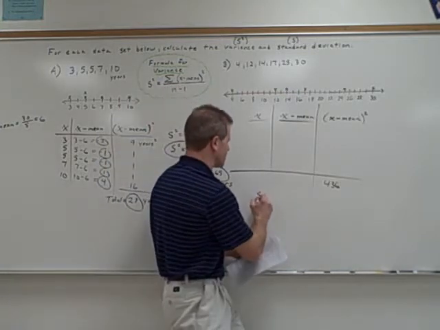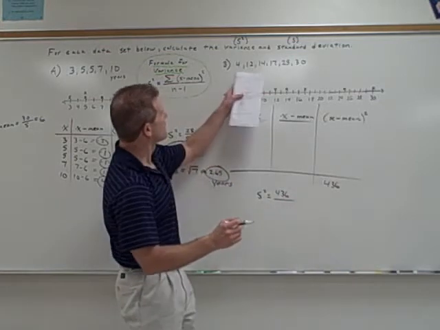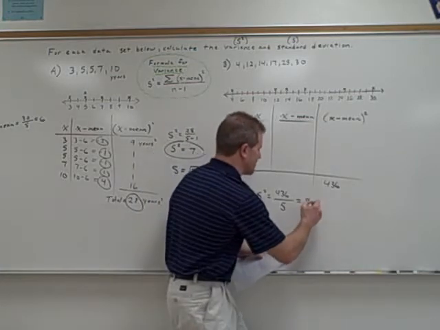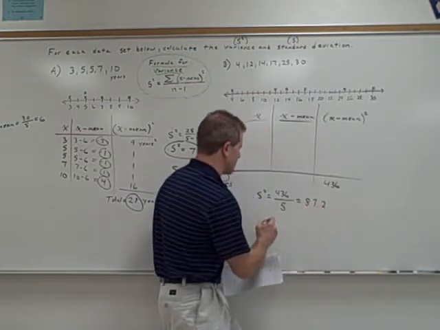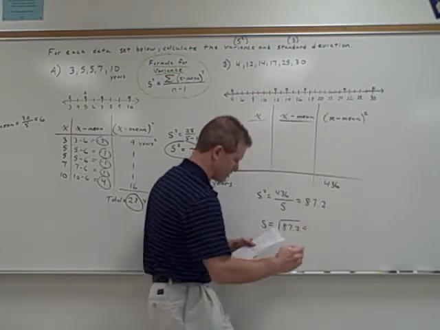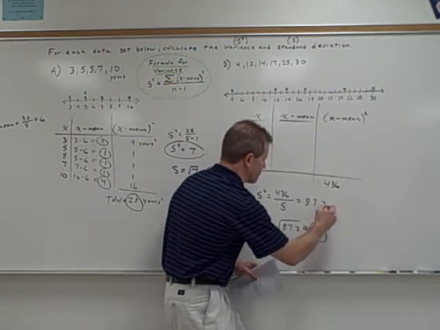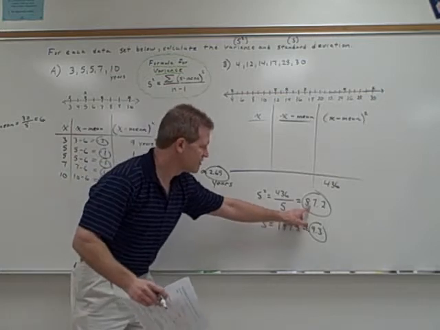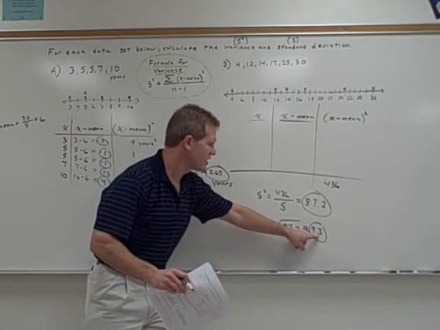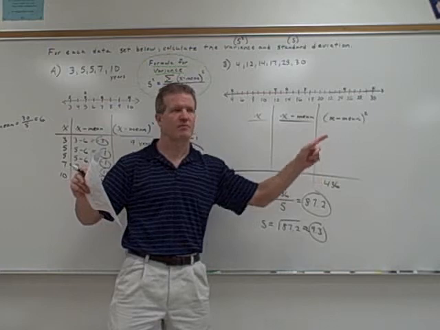Then to get your variance, you take that total of 436 divided by 6 minus 1, which is 5. It comes out to 87.2. Then the standard deviation would be the square root of that, which is approximately 9.3. As you can see, this variance, 87.2, is bigger than this variance, 7. And this standard deviation, 9.3, is bigger than this standard deviation. That's because the data is more spread out away from the mean. And it's plot 2.